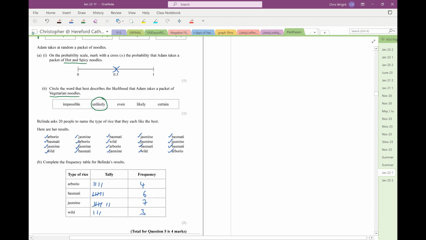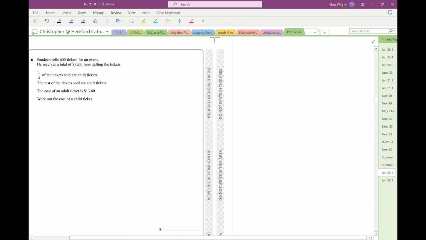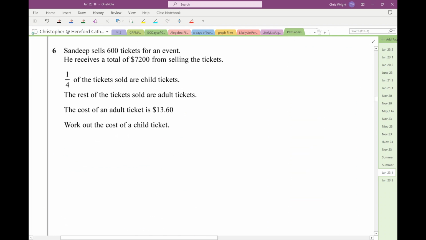Let's have a look at question 6. Sandeep sells 600 tickets for an event. He receives a total of $7,200. Okay, a quarter of the tickets are child tickets, and the rest are adult tickets. The cost of an adult ticket is $13.60. Work out the cost of a child ticket.